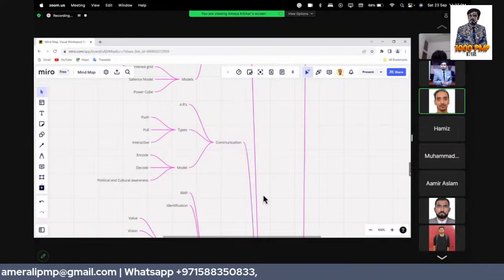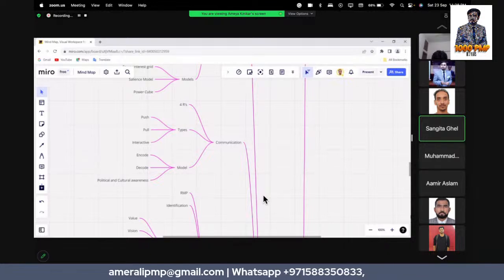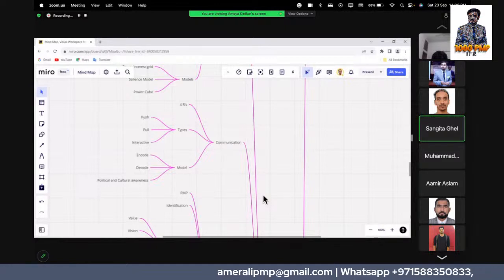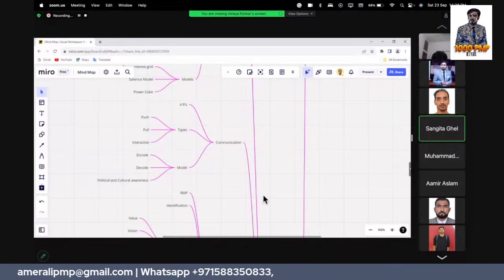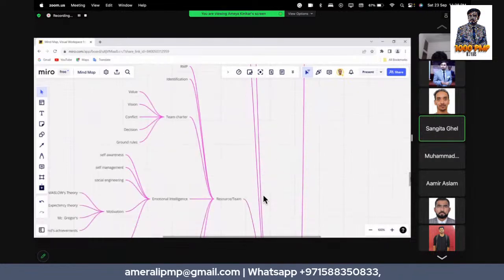Okay, Sangeeta, would you like to continue with communication and risk? Yeah, for communications, we have the 4 rights: the right information at the right time, to the right people, with the right impact. Then there are 3 types of communication methods: push communication, pull communication, and interactive. In the communication models, we have encode and decode, and political and cultural awareness. So these are the communication topics.